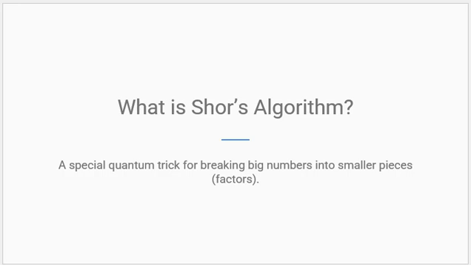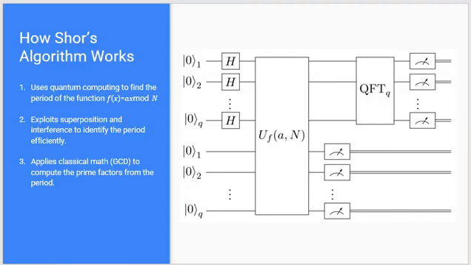But with Shor's algorithm, a quantum computer can do it much faster. That's why people are excited and a little bit worried about quantum computers. So, how does Shor's algorithm work? Let's talk about it.